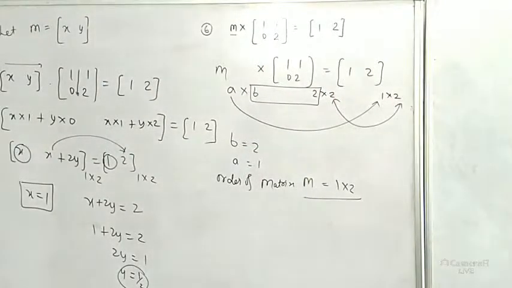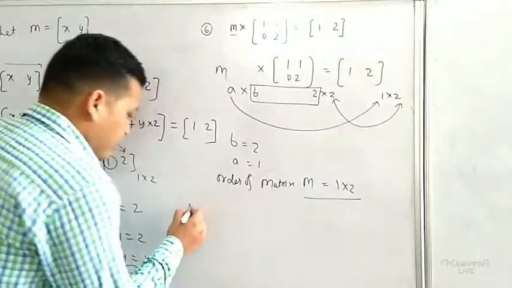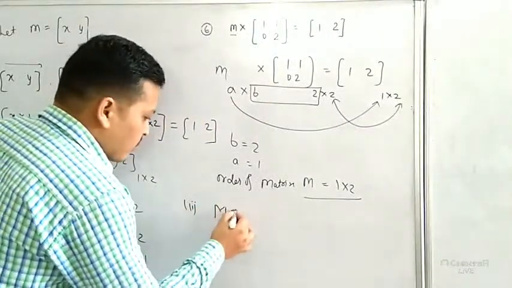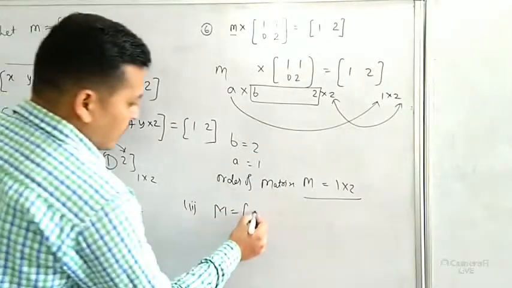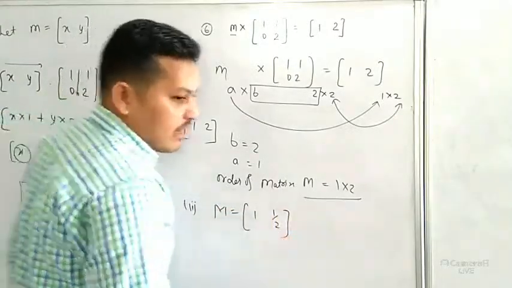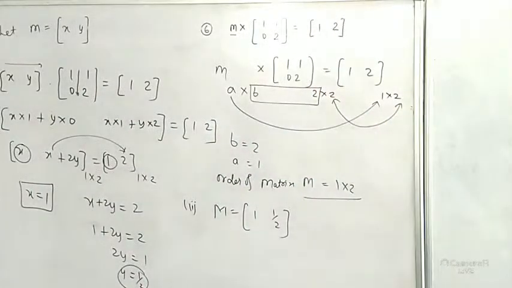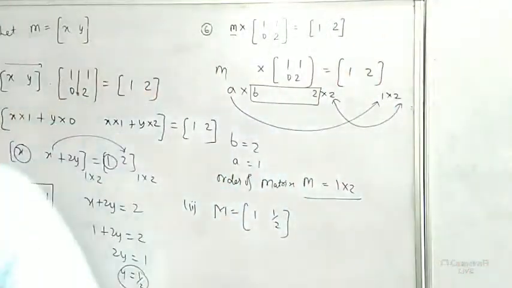So what is the final answer for M? The question is to find the matrix M. So M is equal to, x is 1 and y is equal to 1 by 2. So 1 and 1 by 2 is the answer of this question. Okay, so I hope you understand this question. Then next is the next question.